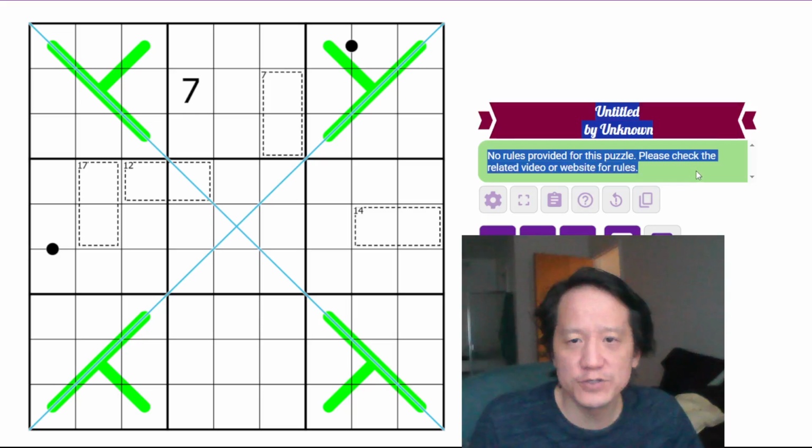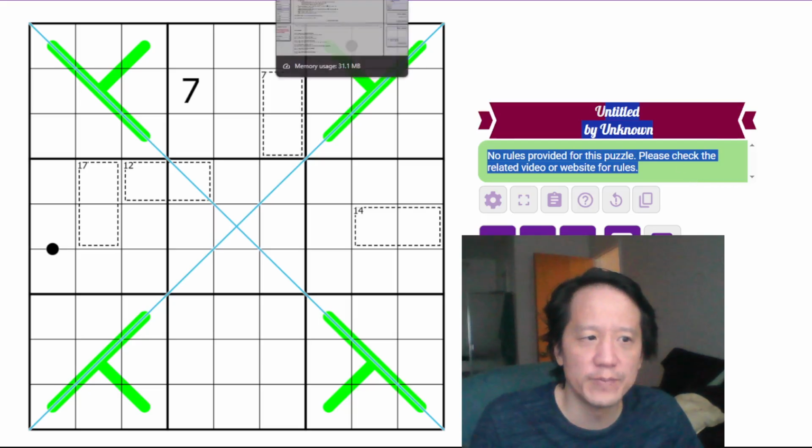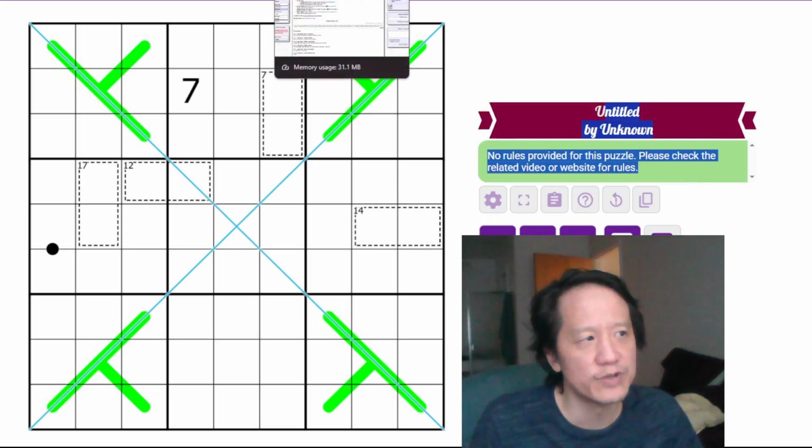Unfortunately, this puzzle does not have the rules provided in the Sudoku puzzle, but we have them on the Logic Masters Germany forum here.